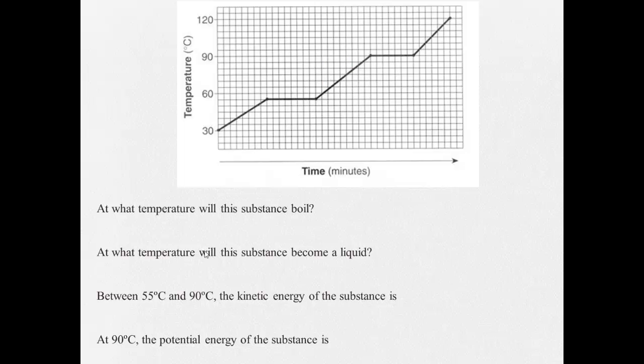All right, question time. You look at this substance, at what temperature will the substance boil? That's the boiling point. At what temperature will the substance become a liquid? That's the melting point. But you have to give the actual number and in degrees Celsius. Between 55 and 90 degrees Celsius, the kinetic energy of the substance is increasing or decreasing? And at 90 degrees Celsius, the potential energy of the substance is doing what?